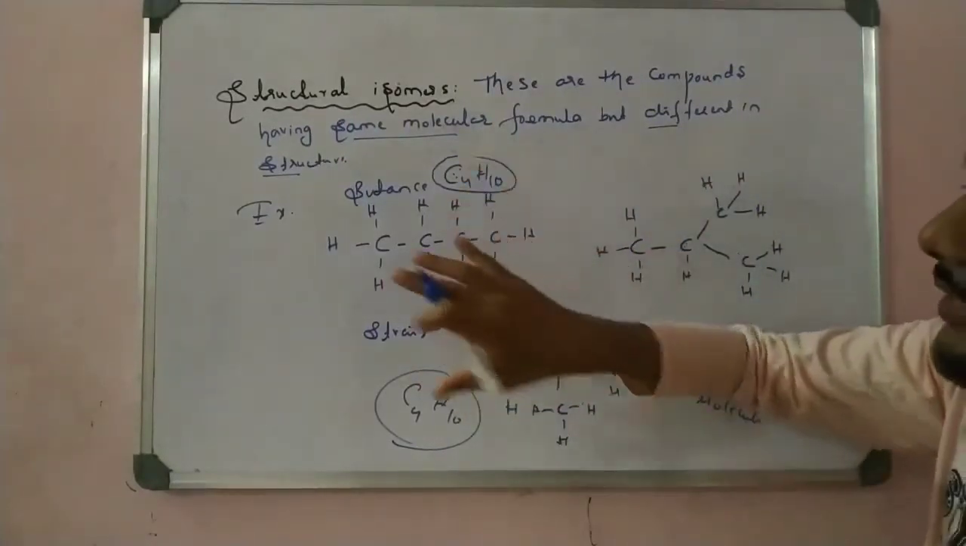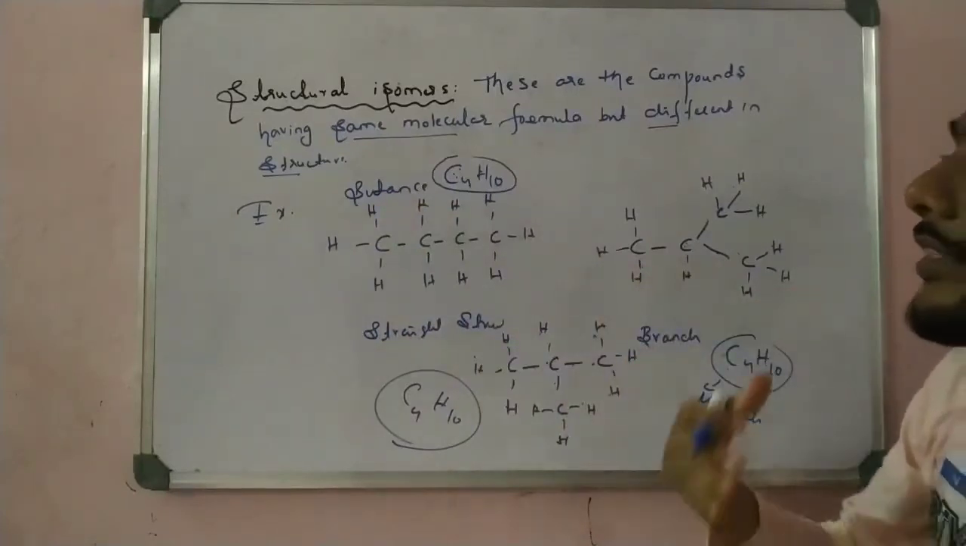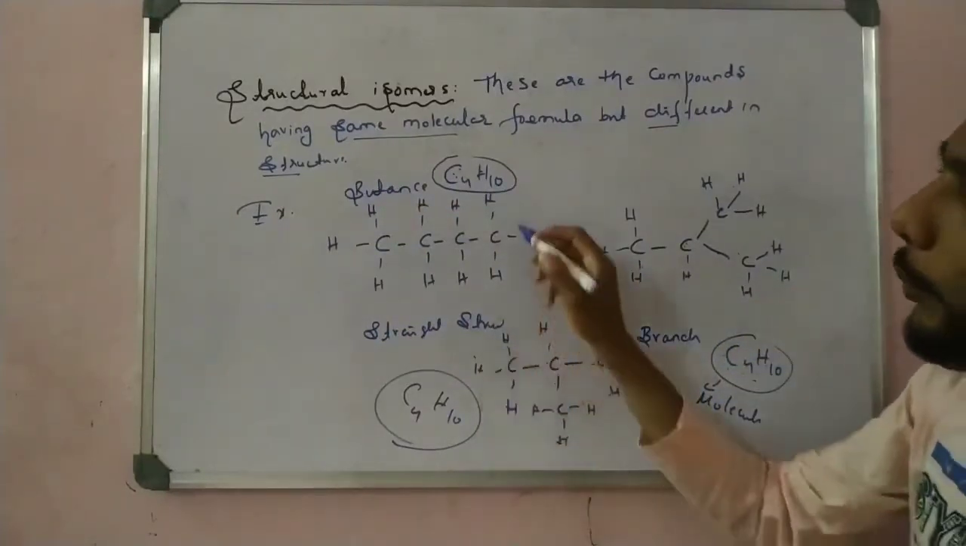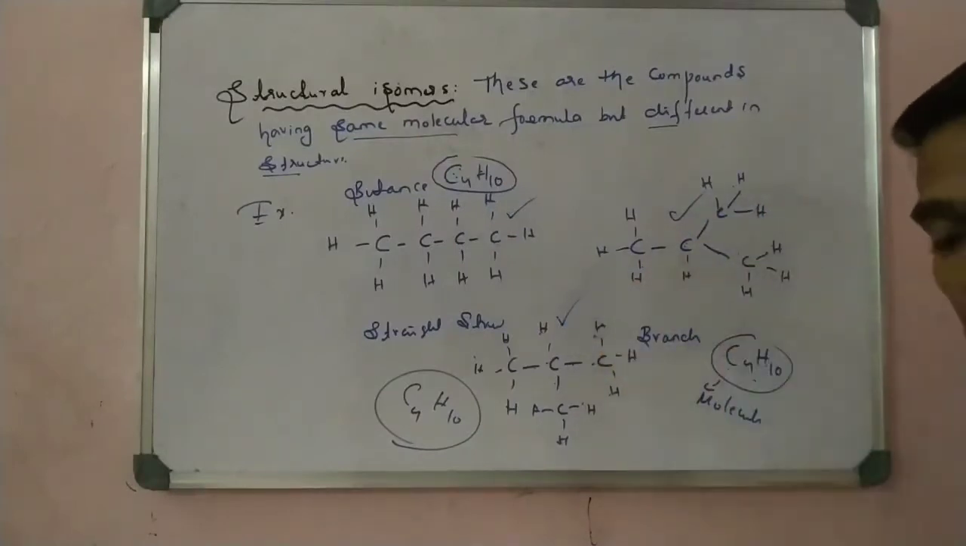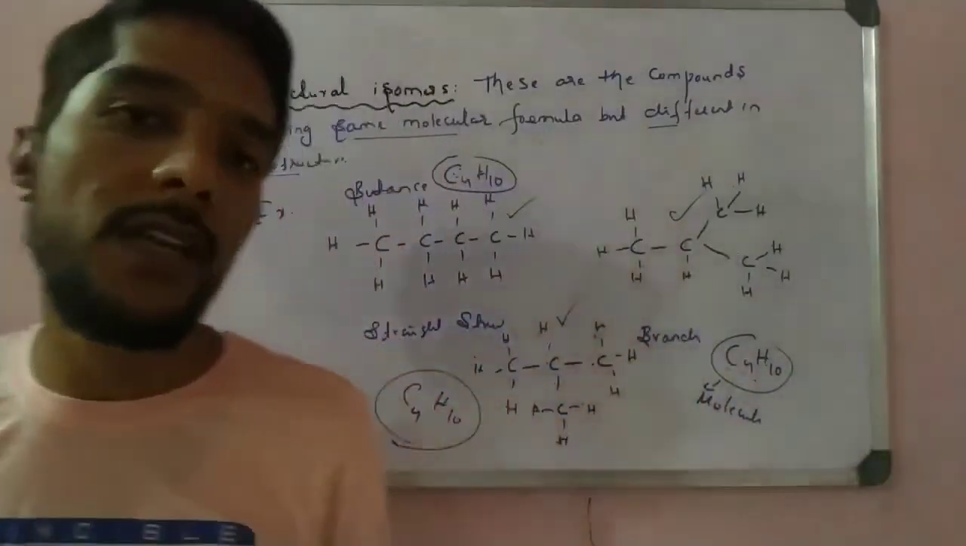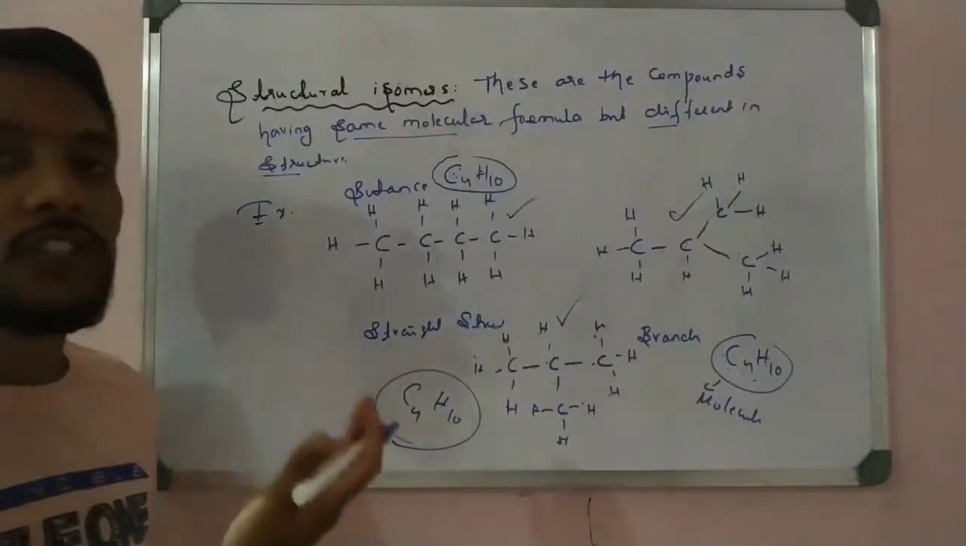Maybe you arrange like that. If in the examination they ask you to write the structural formula of butane, you may draw like that, or you may draw like that, or maybe like that. Okay, all are correct. All arrangements are correct. So that is called structural isomers.